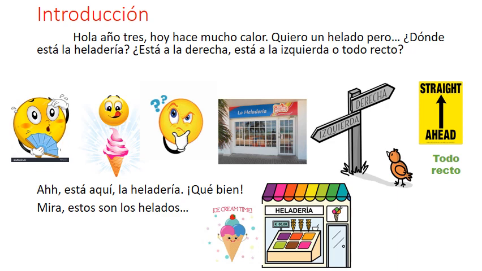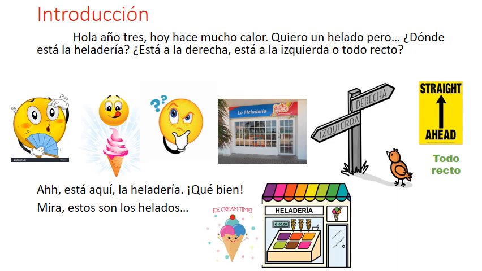Hot. Quiero, I want, un helado. Now, what was un helado? What was I wanting on this hot day? Excelente, an ice cream. But, ¿dónde está la heladería? Where is the ice cream shop? ¿Está a la derecha? Is it on the right? ¿Está a la izquierda? Is it on the left? ¿O todo recto? Is it straight on?